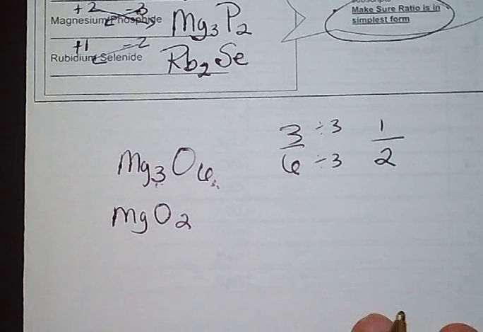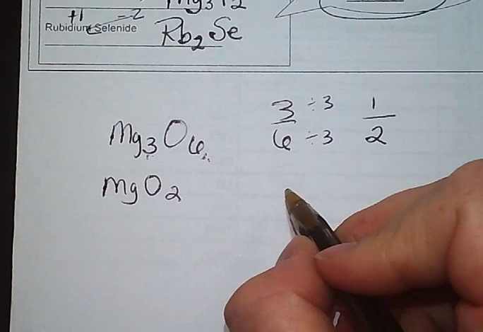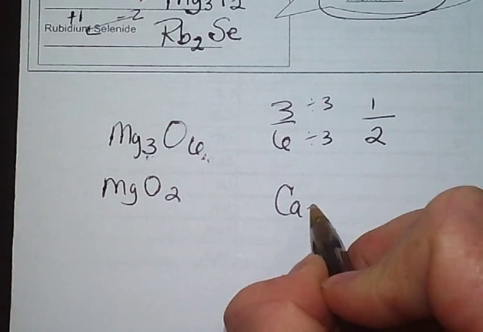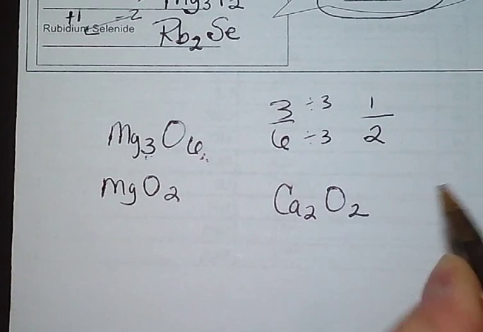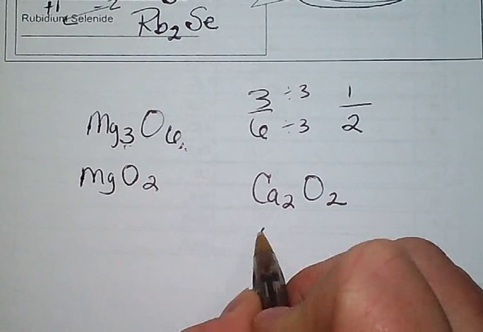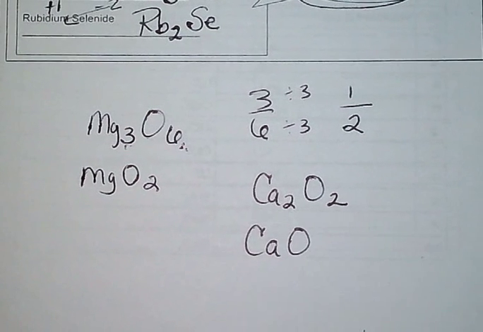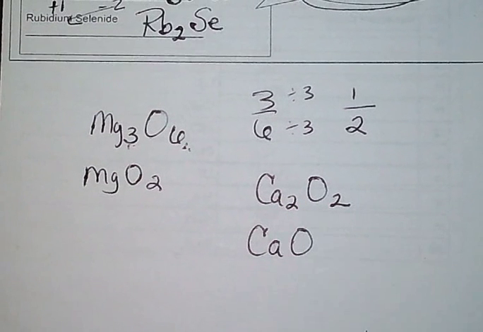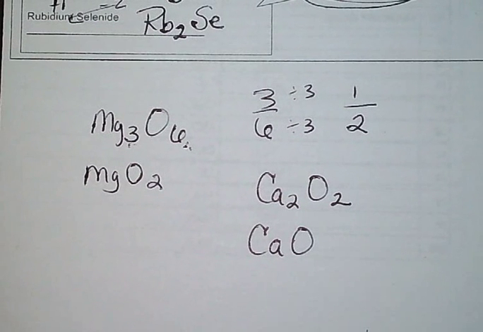If I have them the same number, let's say I have Ca2O2, a 2-to-2 ratio can be reduced to a 1-to-1. So I just rewrite it as CaO because I can divide both of those by 2. And that's how you make sure it's in simplest form.